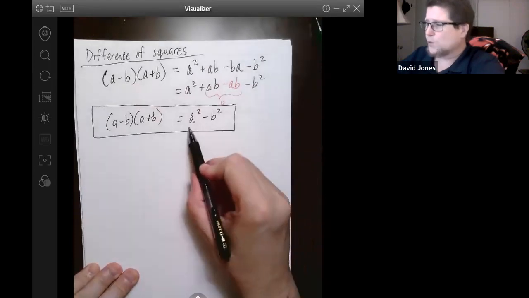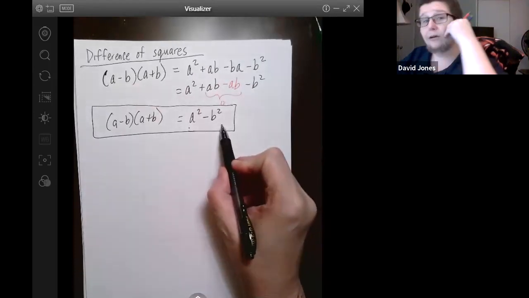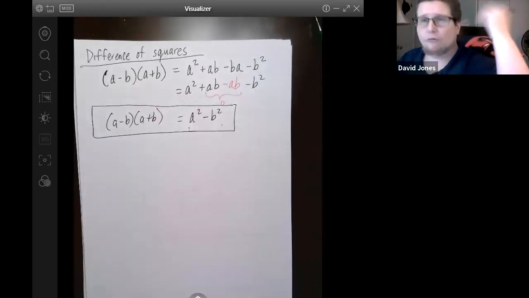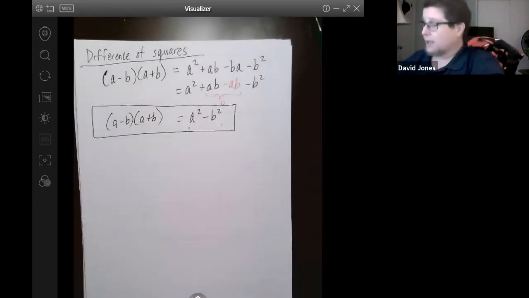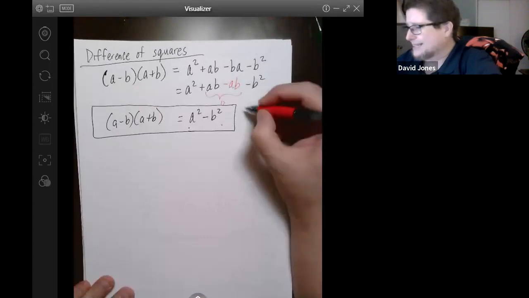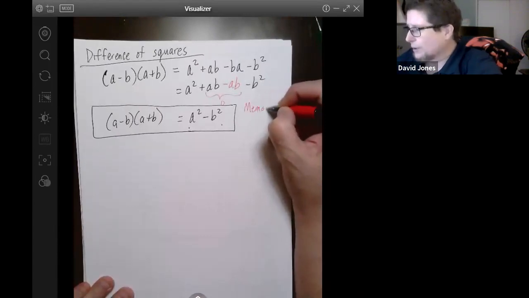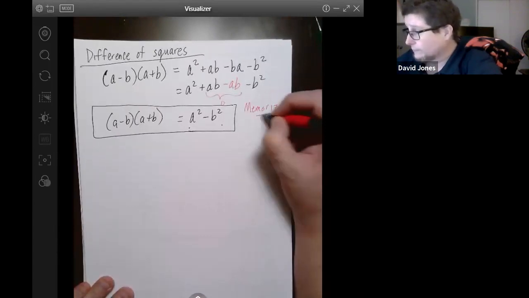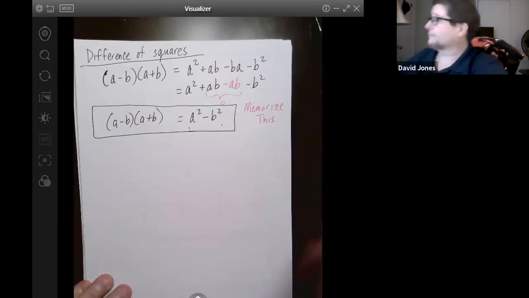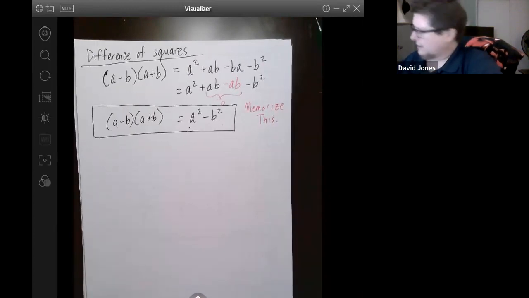This is one square minus another square. Difference is the outcome of subtraction. So that's why they call this difference of squares. You should memorize this. This will help you a lot. Let's take a look at it in operation.